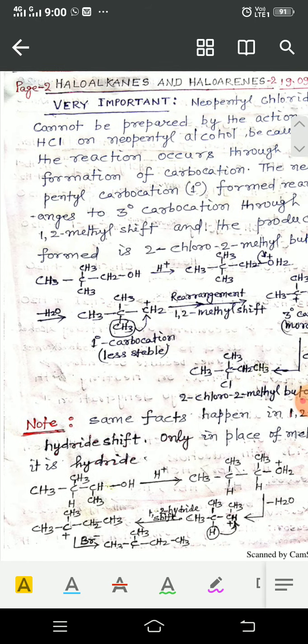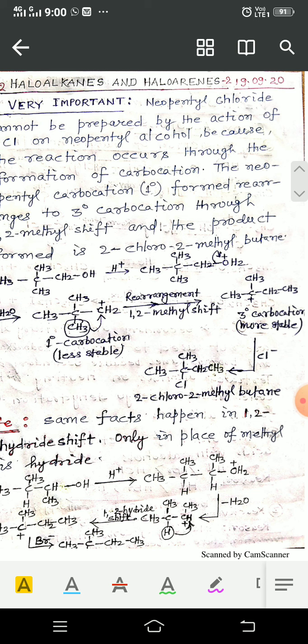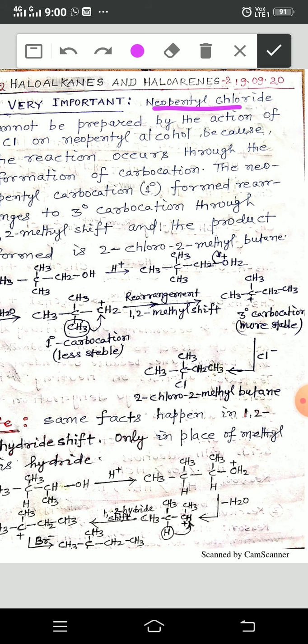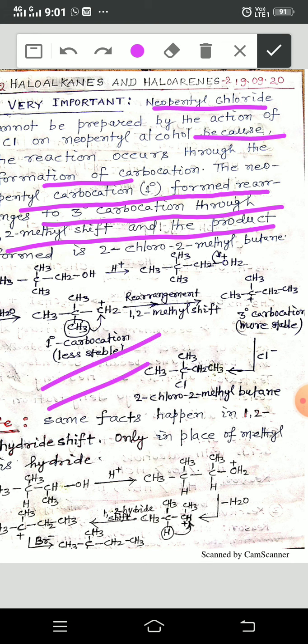Now on the second page, very important, it is very difficult to obtain neopentyl chloride from neopentyl alcohol because the reaction occurs through the formation of carbocation. The neopentyl carbocation, first degree, formed rearranges to third degree carbocation through a 1,2-methyl shift. So what is 1,2-methyl shift? See here, with the help of this you can see the 1,2-methyl shift.